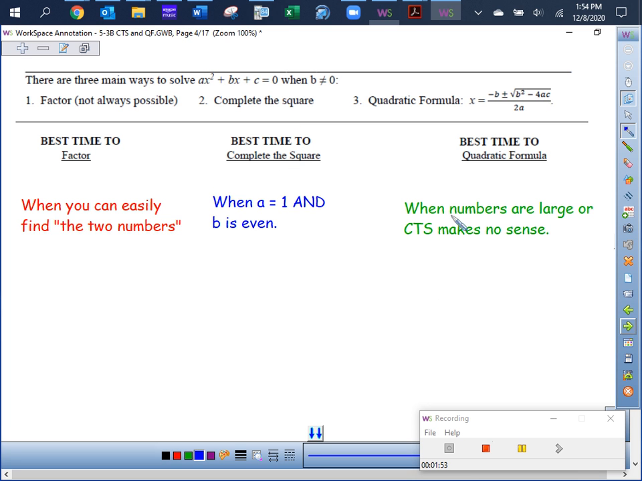That's when the numbers are really, really big, so we wouldn't want to factor it or complete the square. That's what CTS means. It makes no sense. Here we roll. So let's get started.